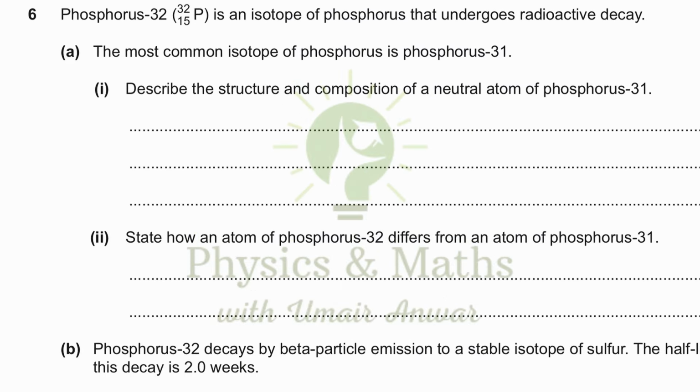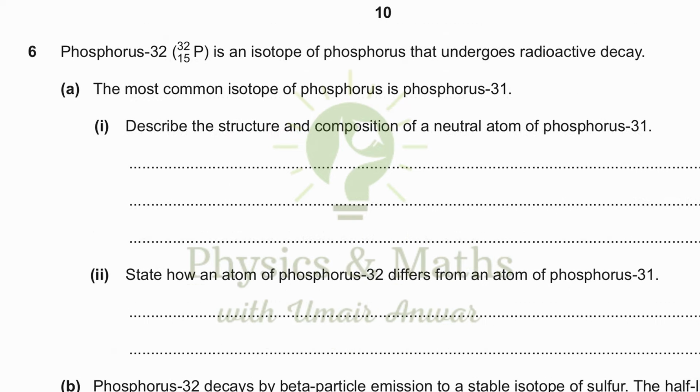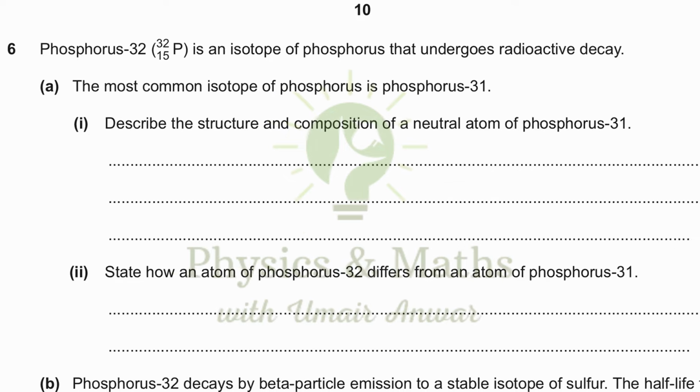The next question is related to nuclear physics. Phosphorus-32 is an isotope of phosphorus that undergoes radioactive decay. The most common isotope of phosphorus is phosphorus-31. Describe the structure and the composition of a neutral atom of phosphorus-31. Now, the structure of atoms is very similar in all atoms, and composition means we have to describe how many particles are present in the nucleus and around the nucleus. We have to describe the composition for phosphorus-31.